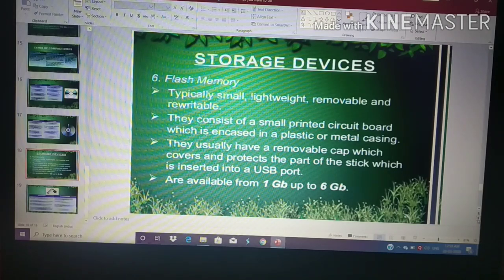They consist of a small printed circuit board which is encased in a plastic or metal casing. Generally our flash memories or pen drives come in metal or plastic, but inside the casing you will always see small circuits. In these circuits we can store our memories, okay. So they usually have a removable cap which covers and protects the part of the stick which is inserted into the USB port.